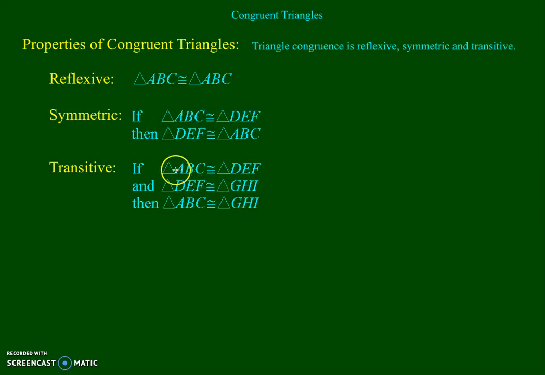So if the first one is congruent to the second, and the second is congruent to a third, therefore the first is congruent to a third, first to third. So reflexive, symmetric, and transitive. Triangle congruence is reflexive, symmetric, and transitive. Now let's move on to the next section.